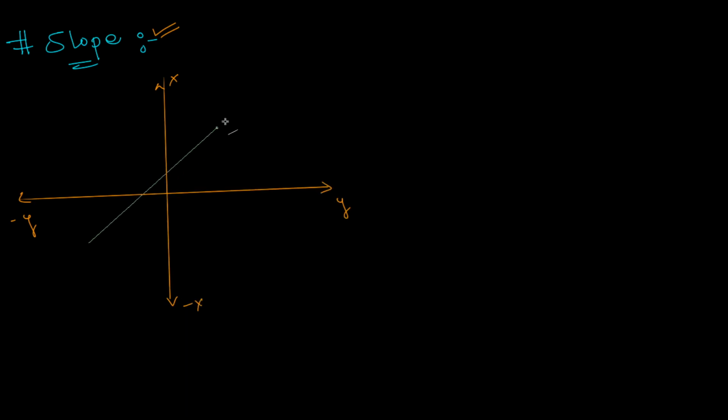Let's say you have, that is my y-axis, this is my x-axis, and that is negative y, that is x, and this right here is your negative x. Let's say I have this line here. Let's say the line I have is something like that. It's a straight line, right?